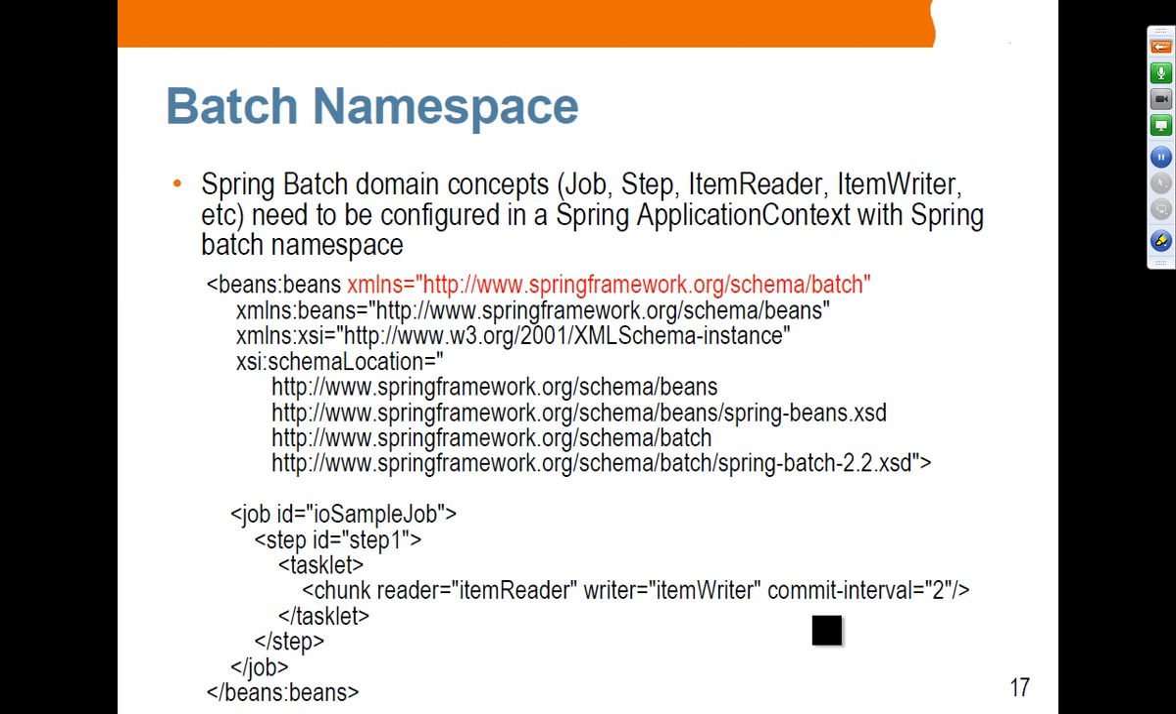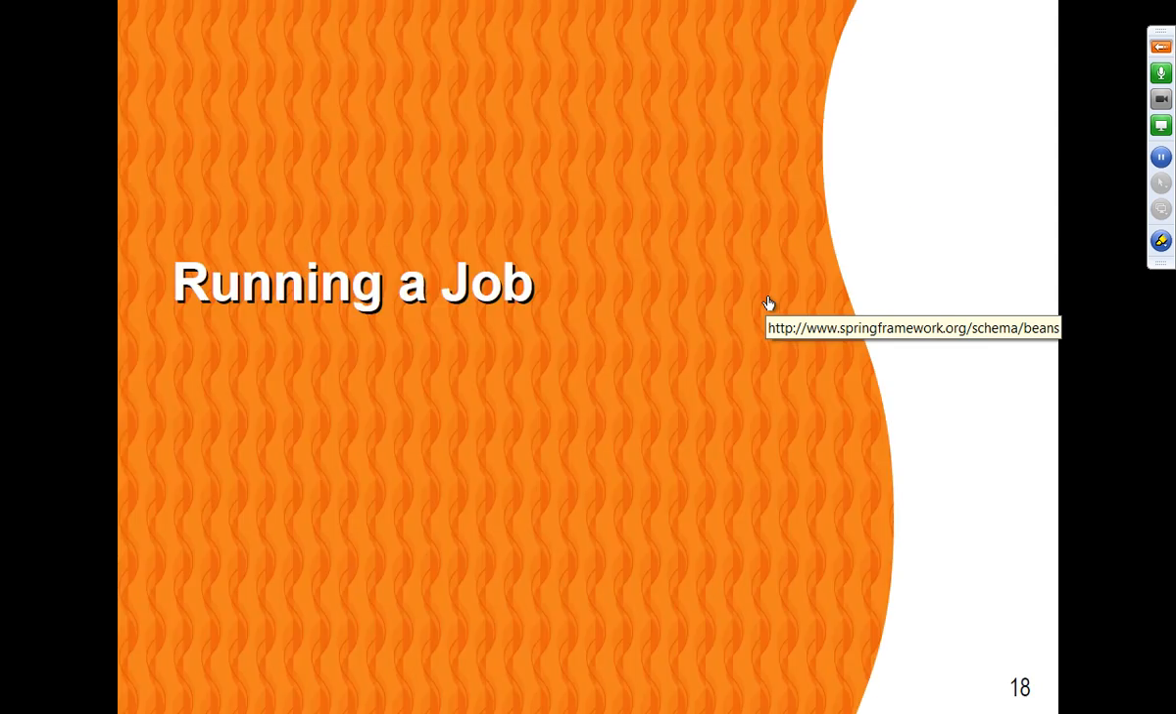In terms of specifying this job in the configuration, you can use the Spring Batch namespace, the batch schema. Whenever you are using these elements of job, step, and things like that, they are from this Spring Batch namespace. Okay, so let's talk about how we can run a job.